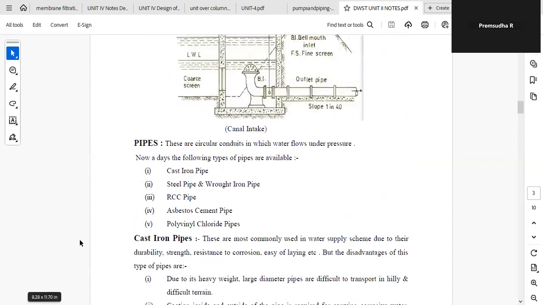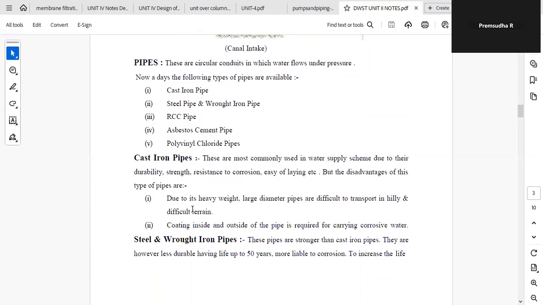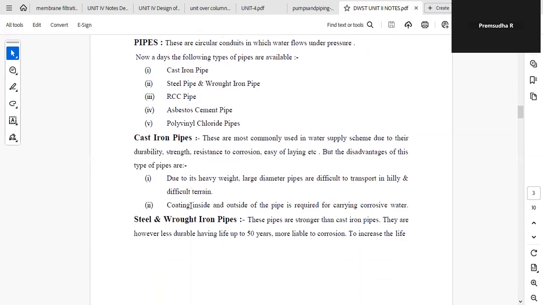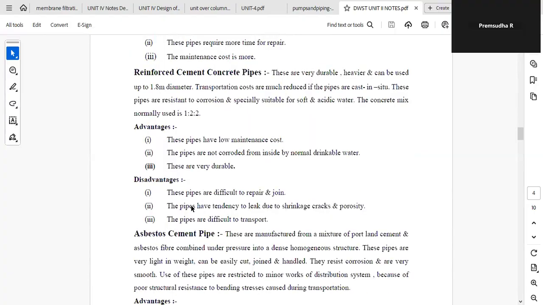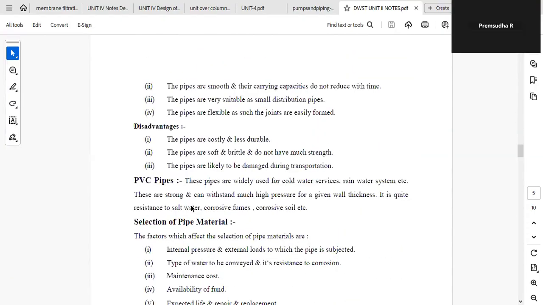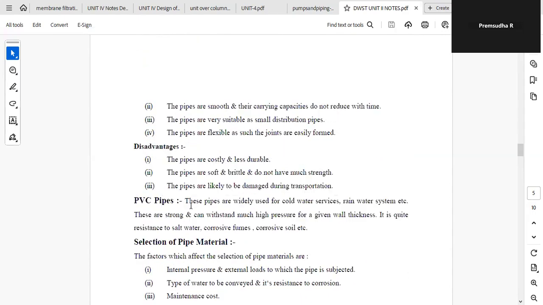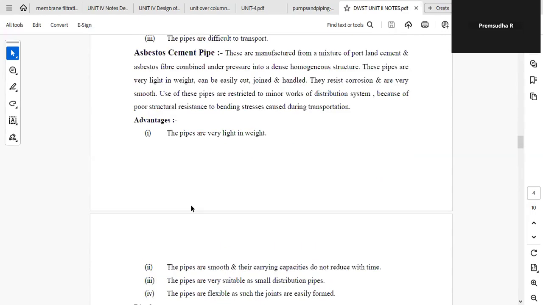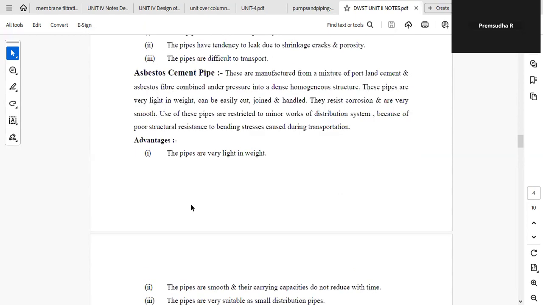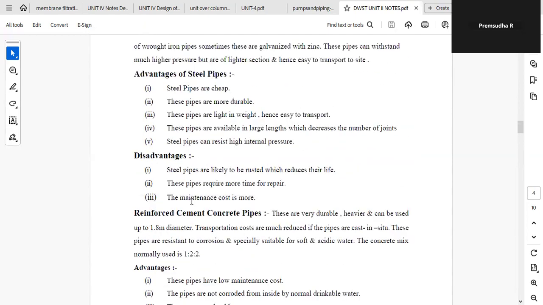So this pipe, based on the materials, is classified into five types: cast iron pipe, steel pipe, wrought iron pipe, RCC, asbestos cement pipe, and polyvinyl chloride pipe. Commonly we are using the PVC pipe, and if we want to supply the water to the entire community below the road, we require the RCC pipelines.